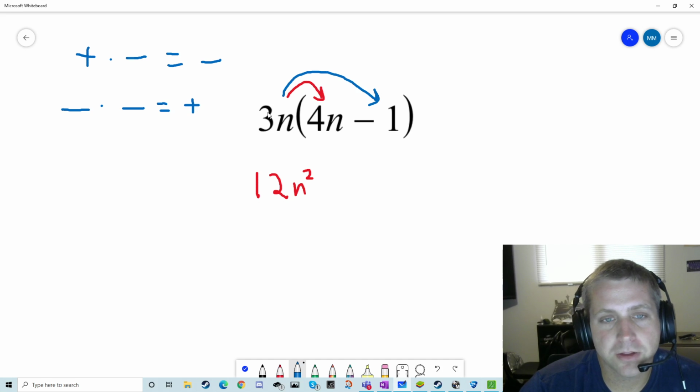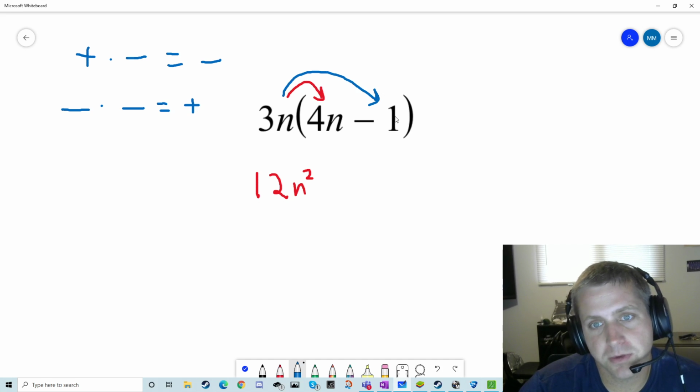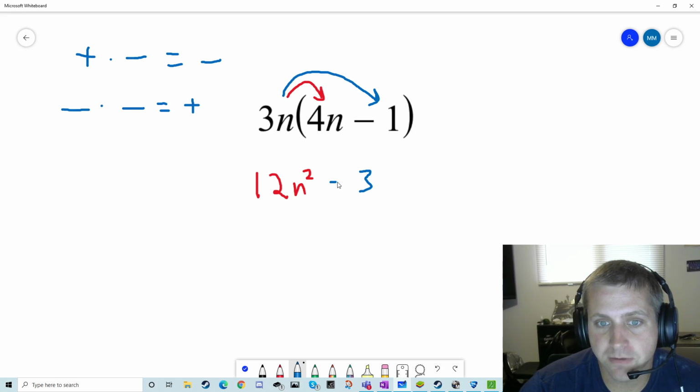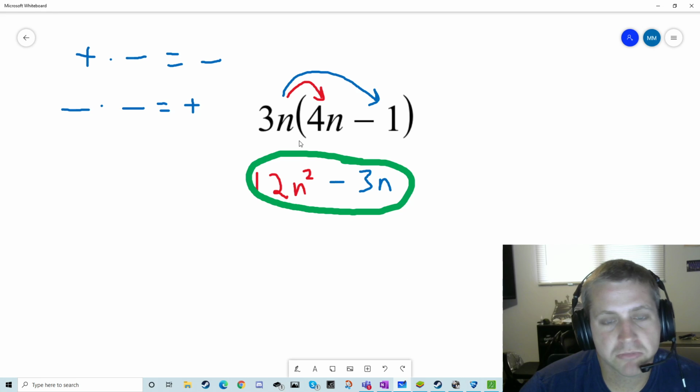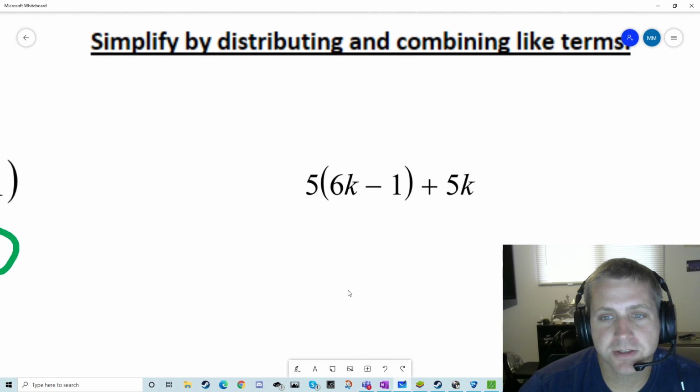So anyway, 3n times negative 1. Well, 3 times 1 is 3, but it's negative because it's positive times a negative. And then there's an n still. And that is all she wrote. Just multiply the 3n times both things and you're done. That's simplified.